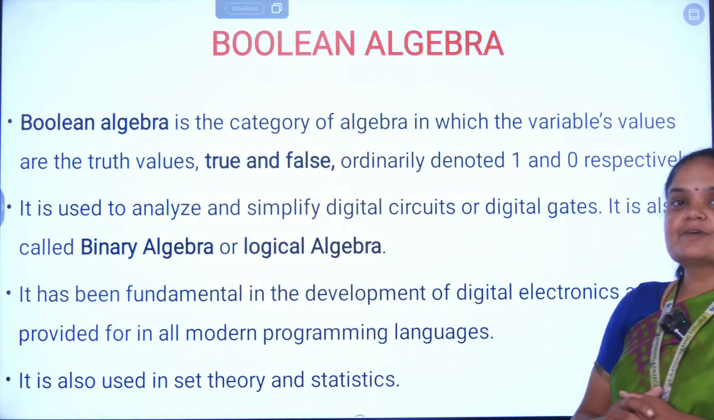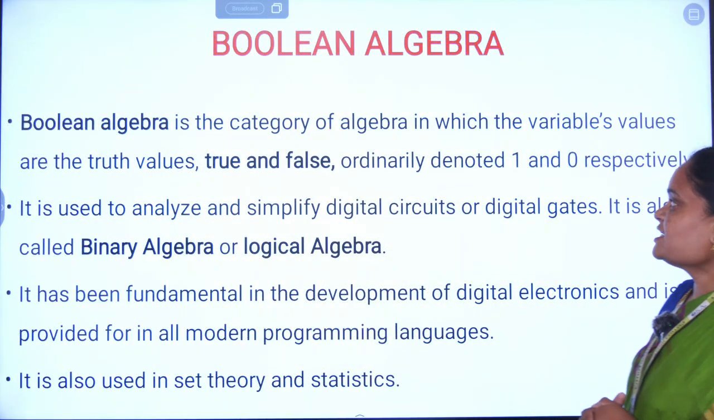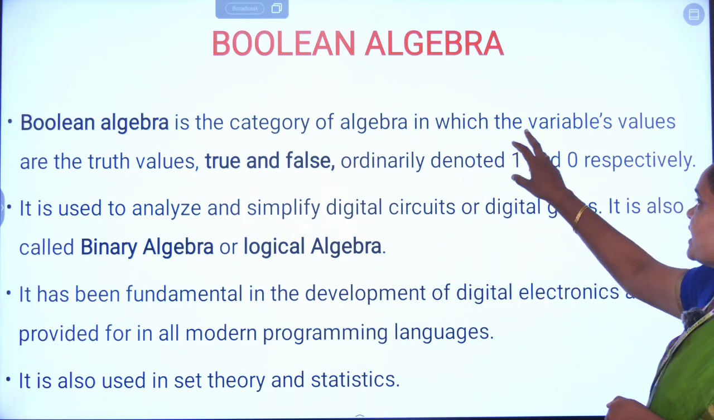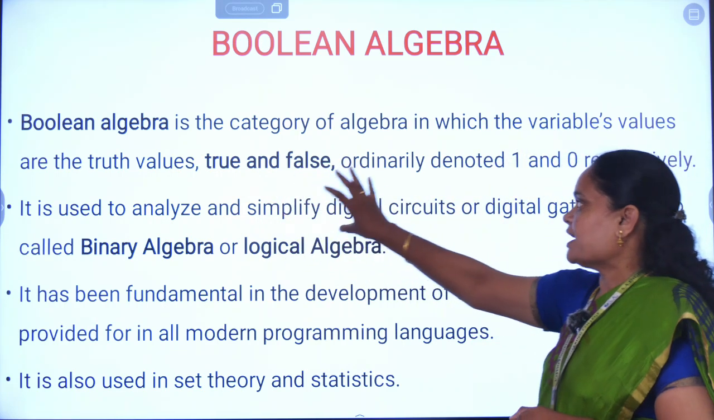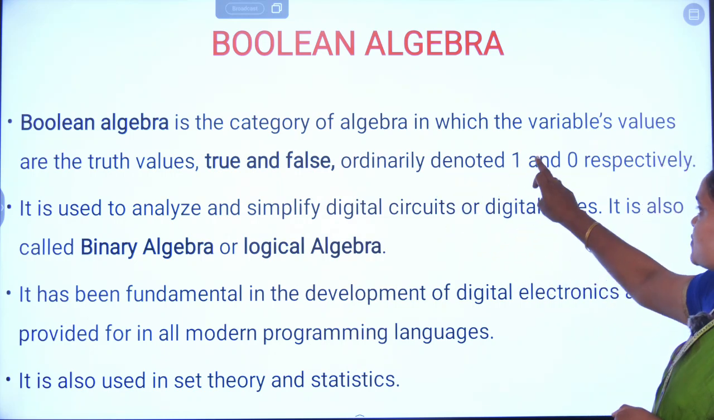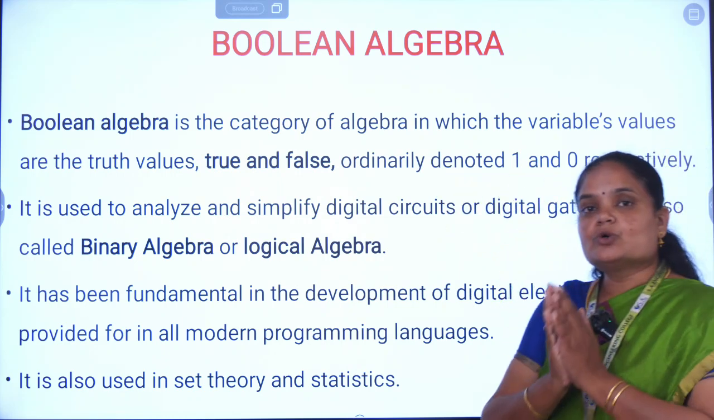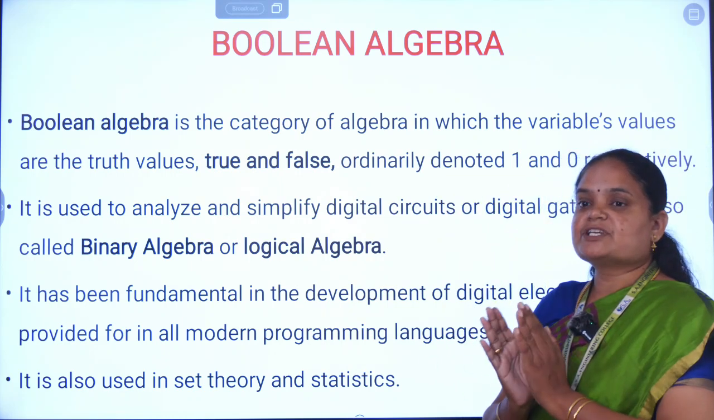In this session, we discussed Boolean algebra. Boolean algebra is the category of algebra in which the variables' values are the truth values, either true or false, ordinarily denoted as 1 and 0 respectively. True is mentioned as 1, false is mentioned as 0.